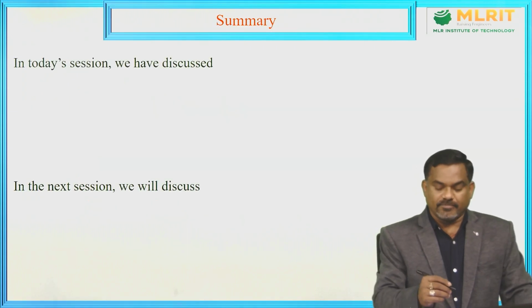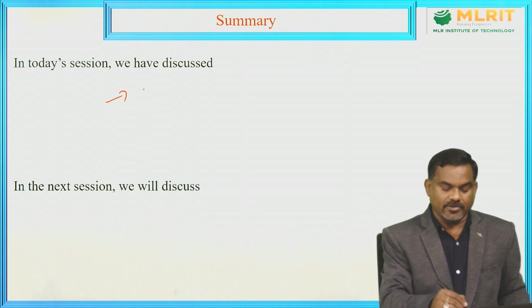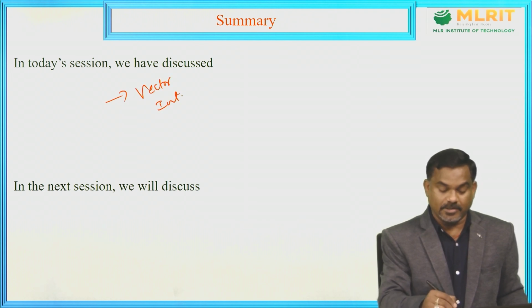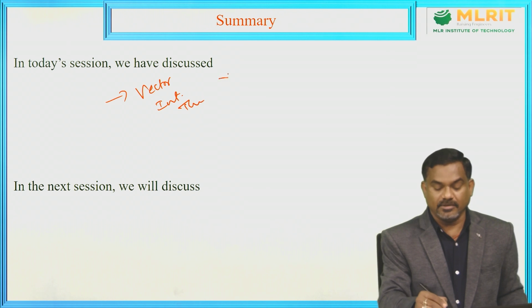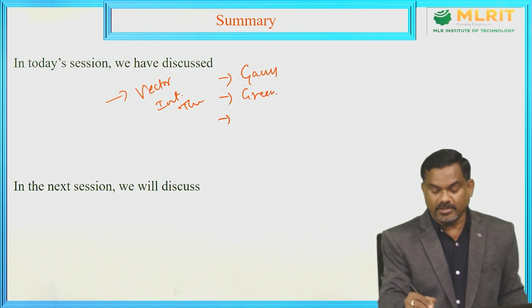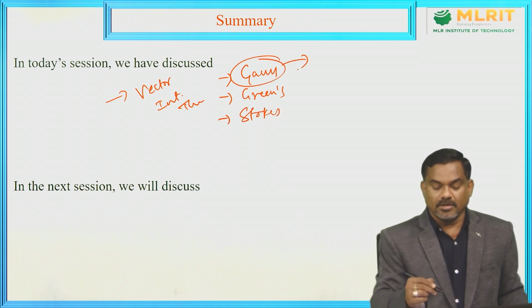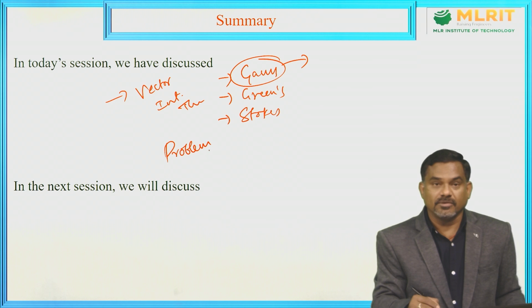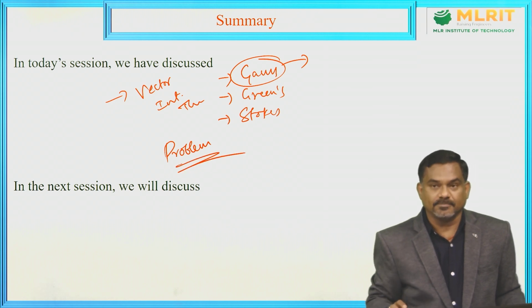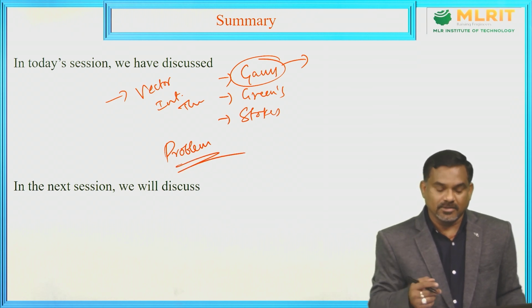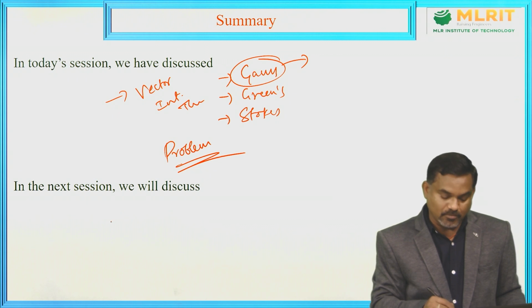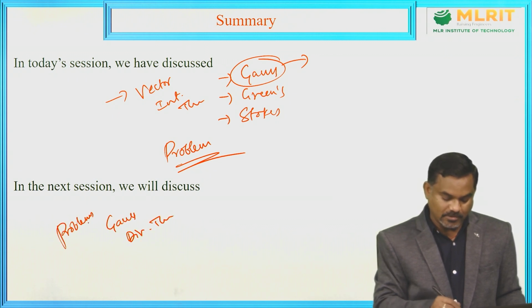Coming to the summary of today's session, today I have introduced the vector integral theorems. There are 3 theorems: Gauss Divergence Theorem, Green's Theorem and Stokes Theorem. And today we discussed the Gauss Divergence Theorem. We have solved a problem on the Gauss Divergence Theorem. This is for today's session, and in the next session we will solve some more problems on the Gauss Divergence Theorem.